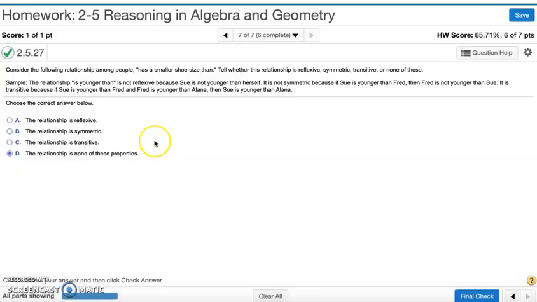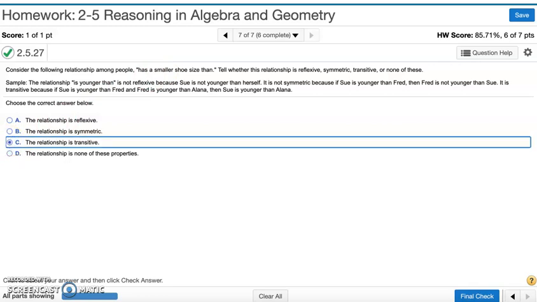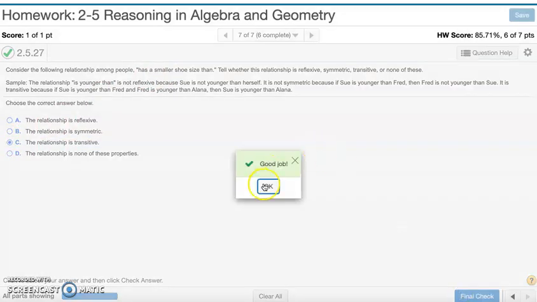And that's number 6. 7, it says consider the following relationship among people. Has a smaller shoe size than. Tell whether this relationship is reflexive, symmetric, transitive, or none of these. But looking at the sample, it says the relationship is younger than, is not reflexive, symmetric, but it is transitive. So it pretty much tells you that our example is going to be transitive. And that's number 7.